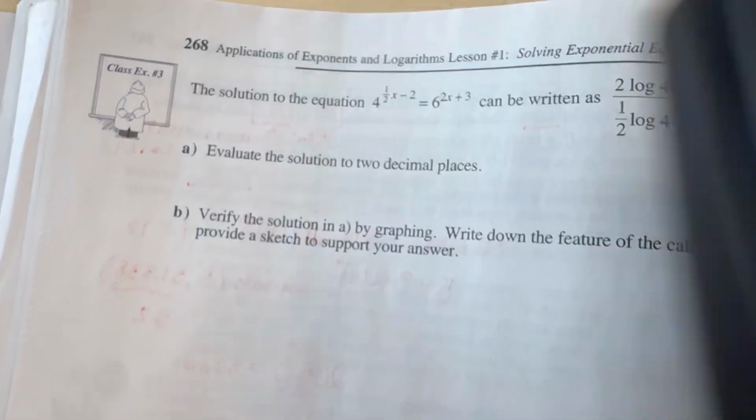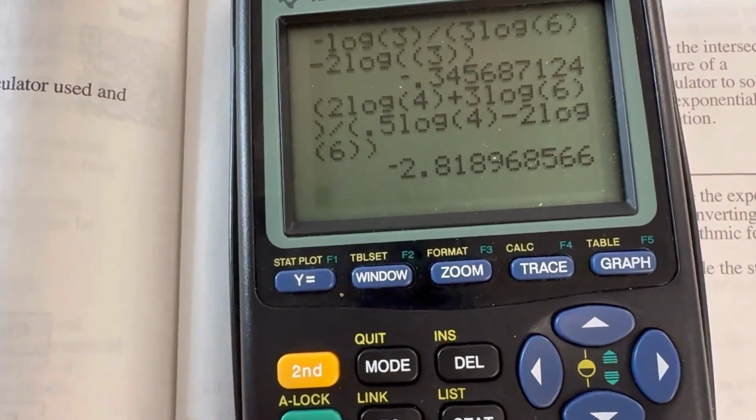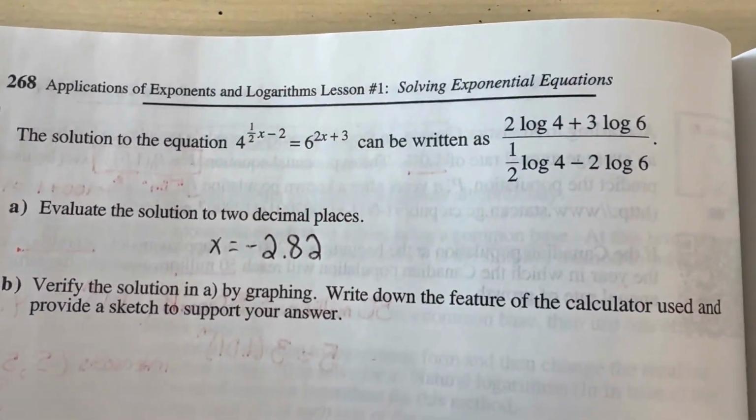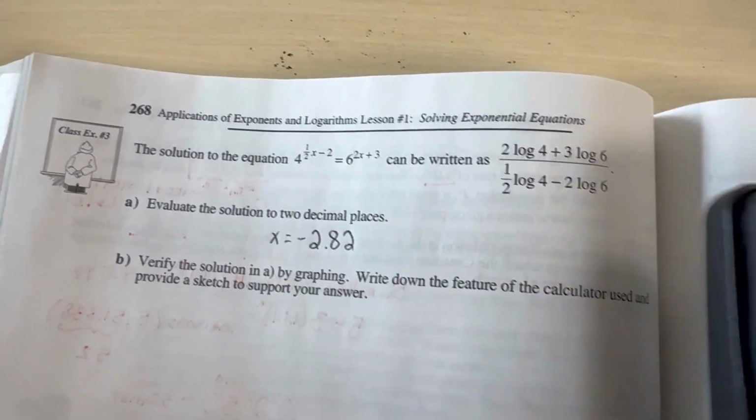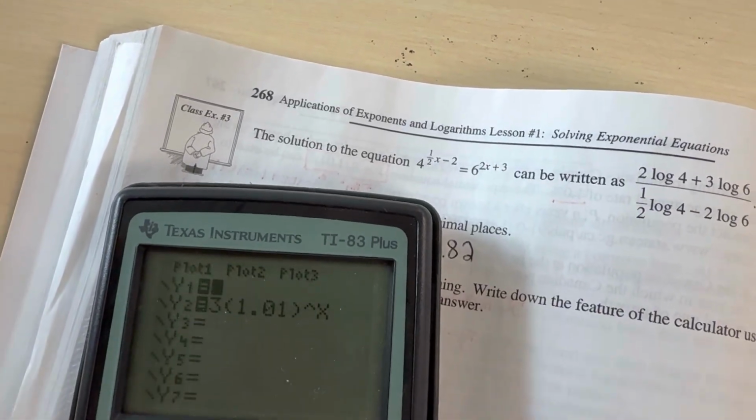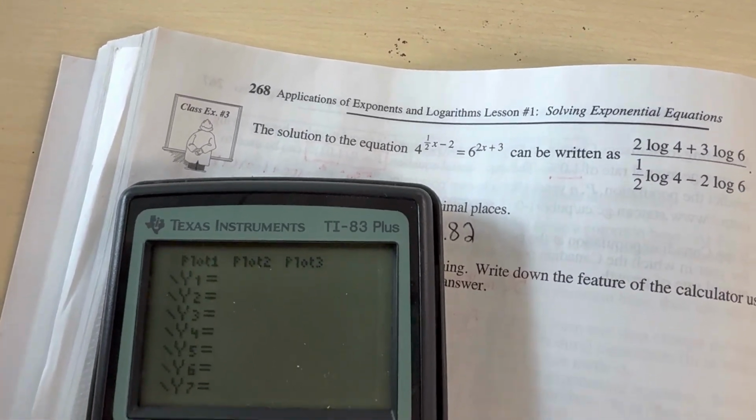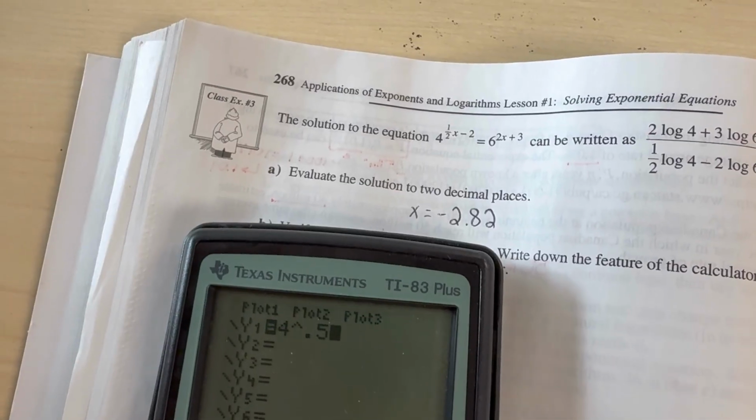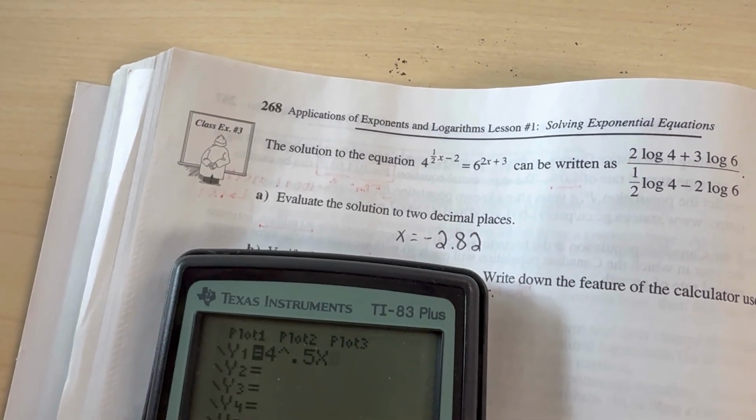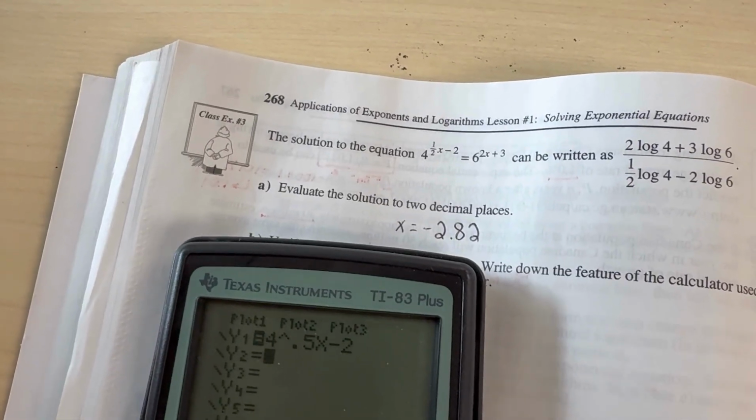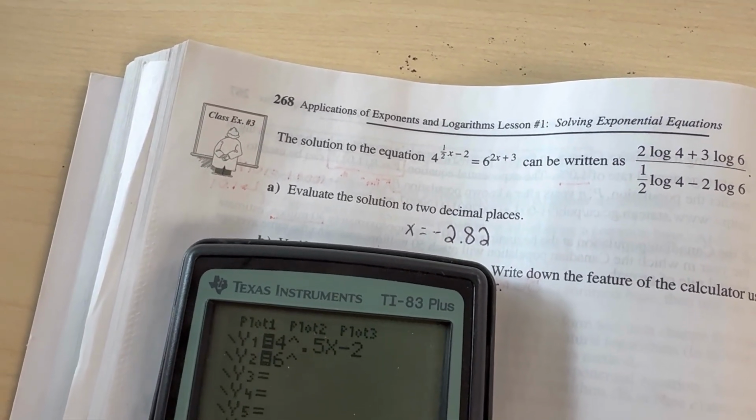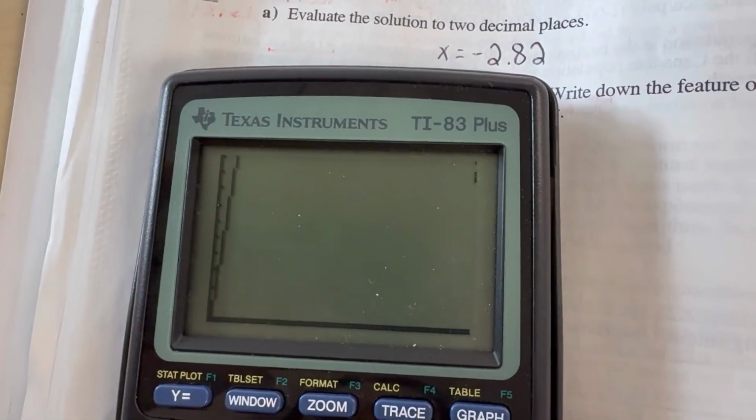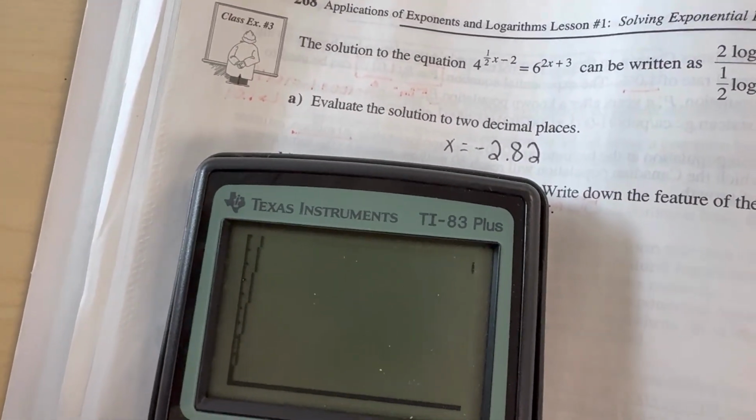I've got negative, and to 2 decimal places, negative 2.82. Negative 2.82 is what x is equal to. Okay, so verify by graphing. This is how you would put this into your y1. Let's clear this. We'll probably have to adjust our windows. So we've got 4 raised to the power of 0.5x minus 2, and then 6 raised to the power of 2x plus 3, and it should graph that. My window isn't done yet.